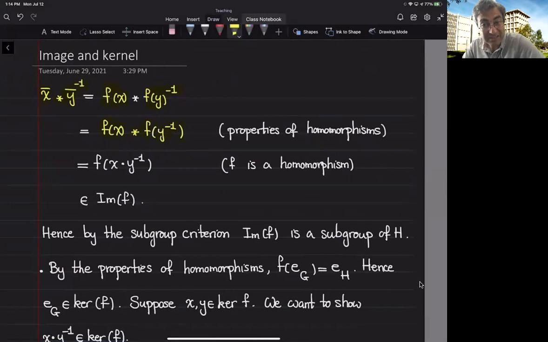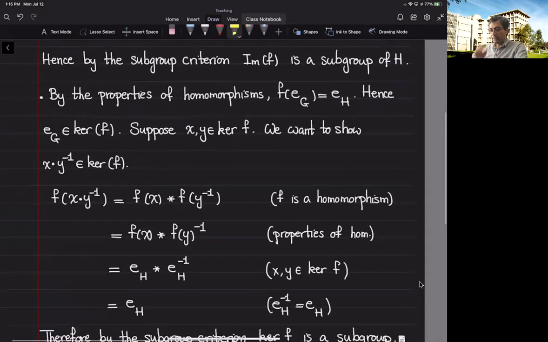Now f is a group homomorphism, so that means f preserves multiplication. So f of x star f of y inverse is nothing but f of x dot y inverse. All of a sudden we deduce that this element itself is f of something, and therefore it is in the image of f. So the image of f is a subgroup of the codomain using the subgroup criterion.